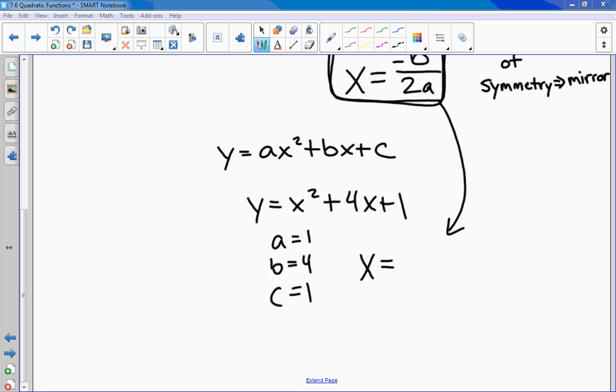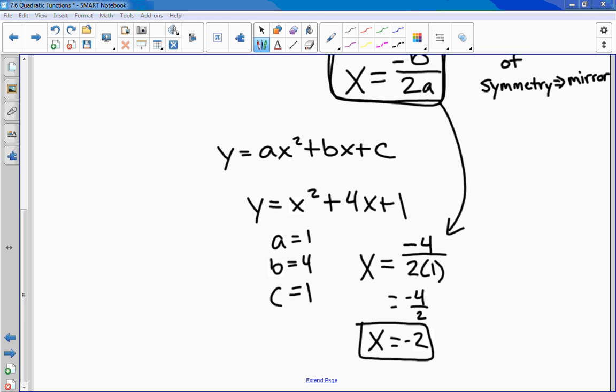So here we have the problem where a is 1, b is 4, and c is 1. When I'm solving for x equals the opposite of b over 2a, I take the opposite of b and put it over 2 times the a value, which gives me negative 4 over 2, which equals negative 2. So I know that my axis of symmetry is the vertical line at x equals negative 2.